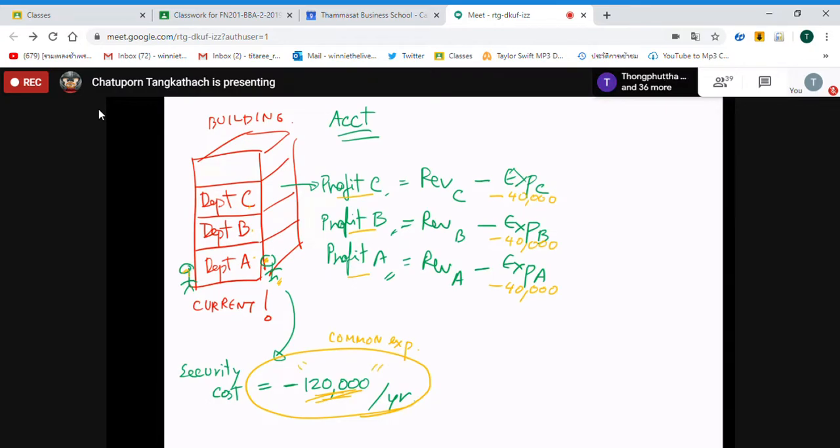Now, this year, the firm would like to invest in a new project.